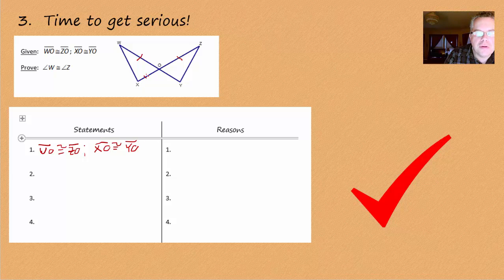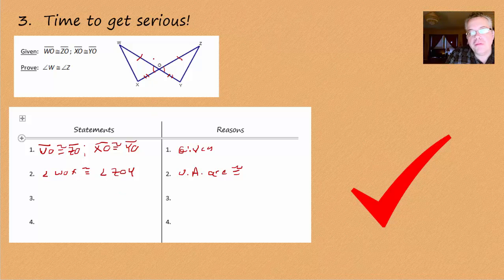So these guys down here. Now, you should see this coming already. These angles are vertical, and this is going to be side, angle, side. So we have angle WOX is congruent to angle ZOY. Okay, and that was because vertical angles are congruent. And the first step was because of given. The first line, all that was given.